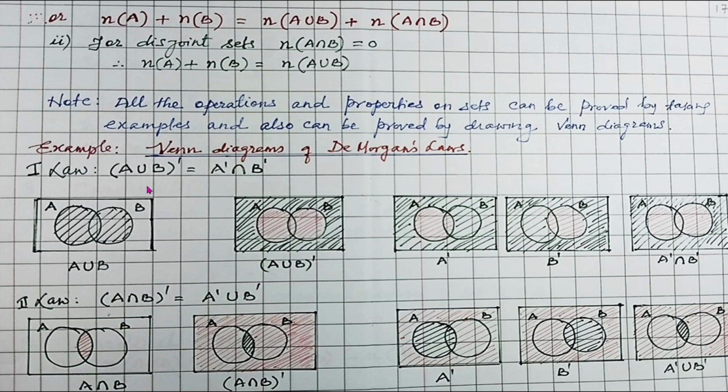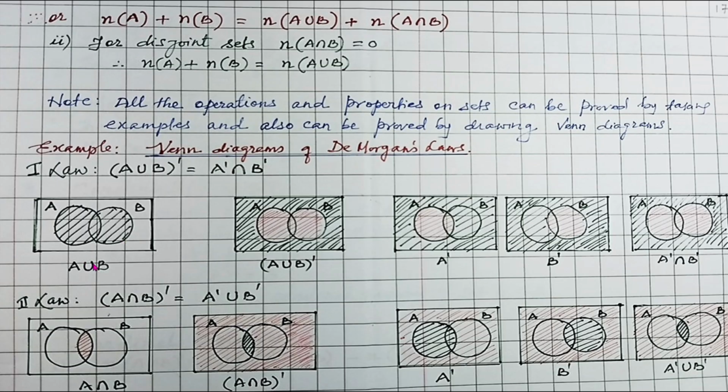Let us take the first law, (A union B) dash. That means the complement of A union B is the same as taking the intersection of the complements of the two sets A and B. So let us understand this. Now we already know the Venn diagram for A union B. This is the Venn diagram for A union B because we have shaded both A and B.